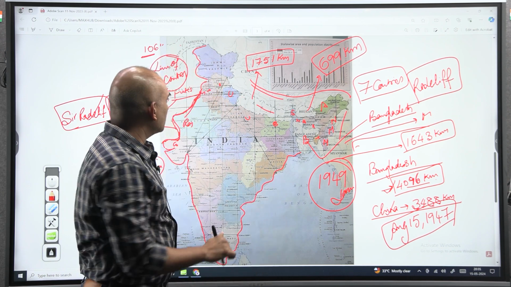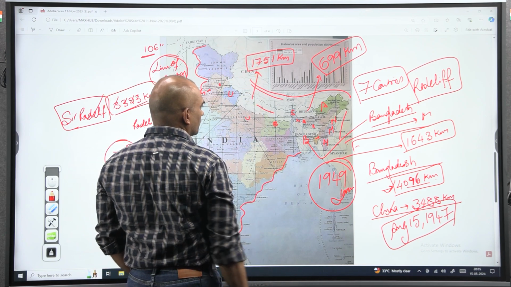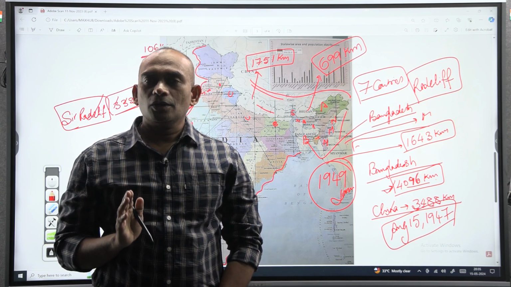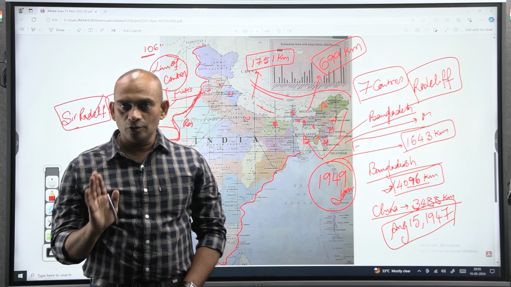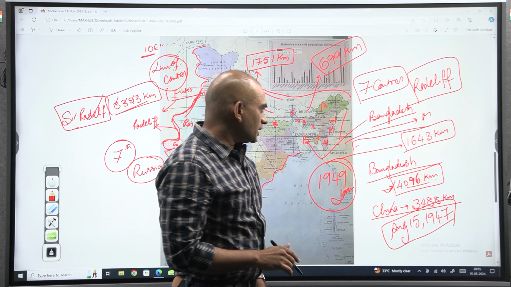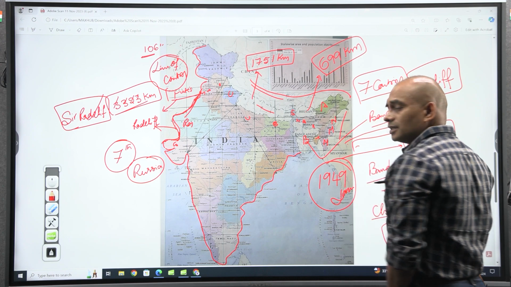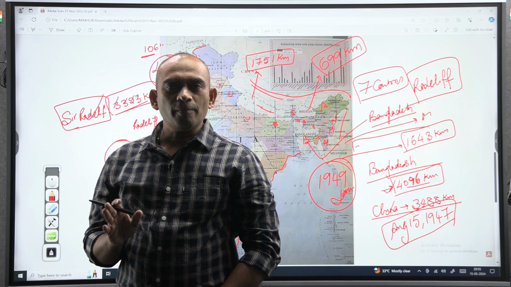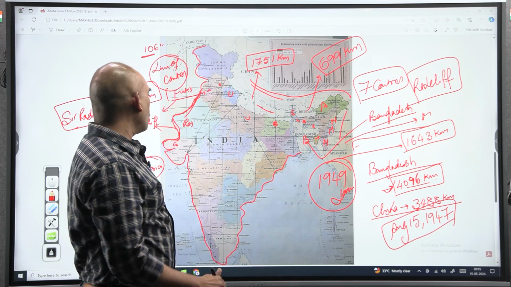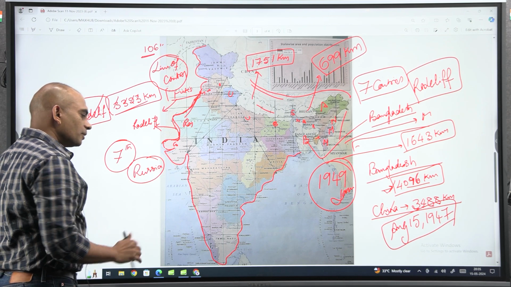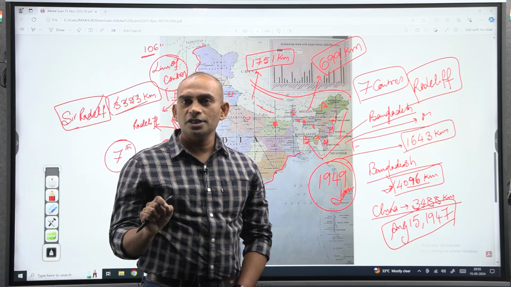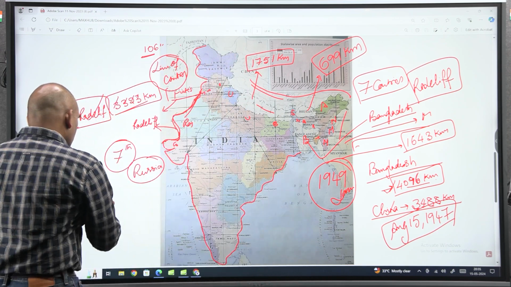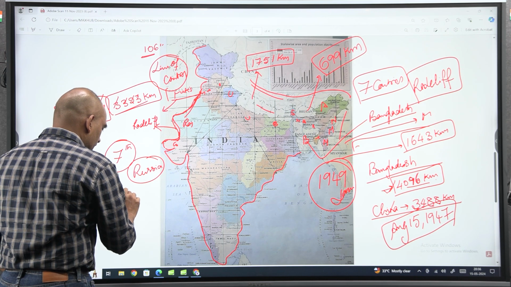Now you look at this China area. The China boundary, we are sharing 3,488 kilometers. This boundary was known as the McMahon Line boundary. Why do we call it the McMahon Line boundary? Because it was named after the chief negotiator of this boundary area. So who was that negotiator? McMahon.